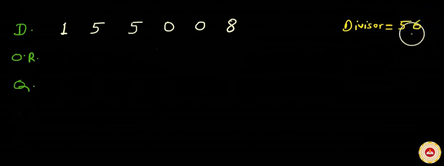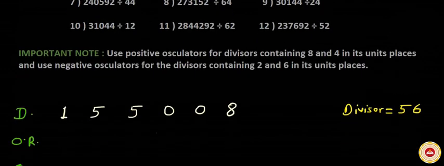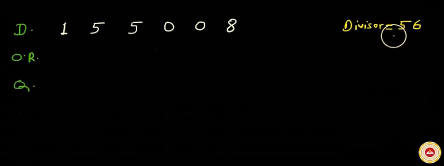So let us calculate what we have decided. We will calculate the negative osculator when we find 2 and 6 in the units place of the divisor. So let us calculate the negative osculator for the divisor 56. To calculate the negative osculator for a divisor, we need 2 in its units place, but we have 6 here. So let us convert this 56 into such a number which will contain 2 in its units place. That means we have to multiply this 56 by 2.